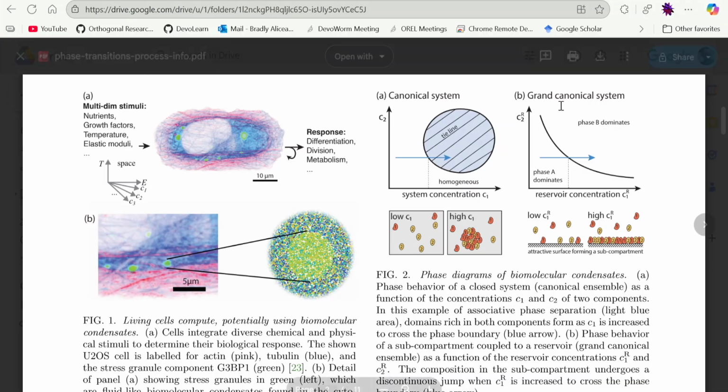And again, up in this figure here, you have a reservoir concentration of biomolecules. As that increases, then you get a switch from phase A, which is this sporadic case, to phase B, which is the packed case. So again, you have these different behaviors, and it leads to maybe differences in information processing because you have different modes of these biomolecules available.